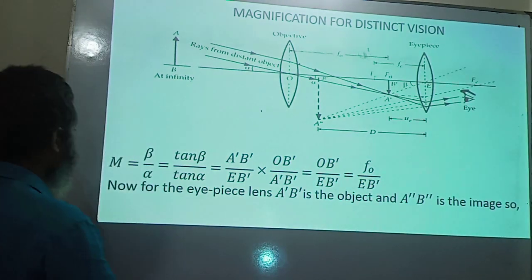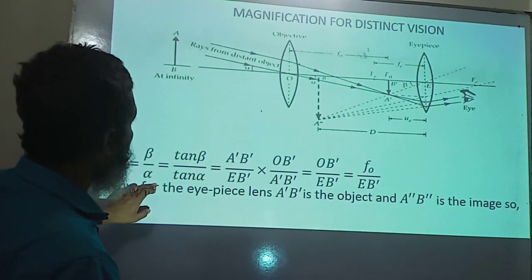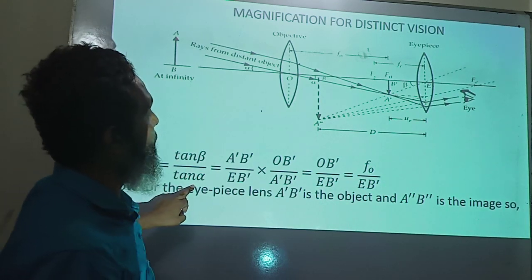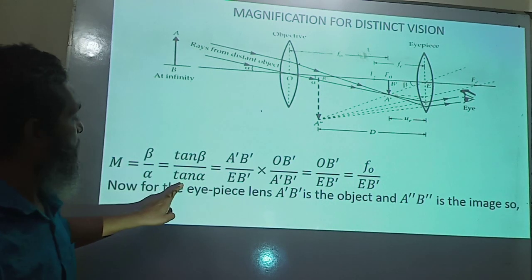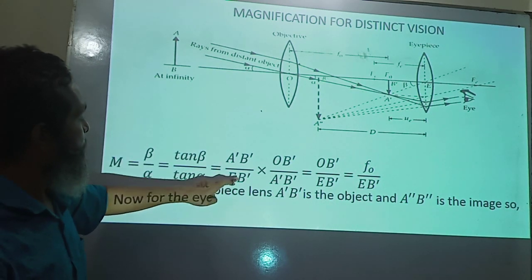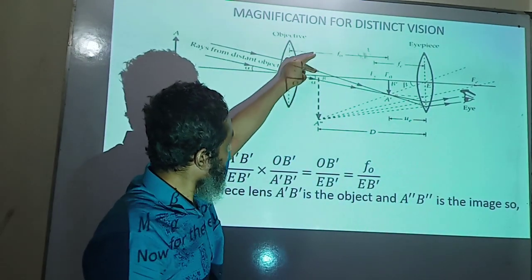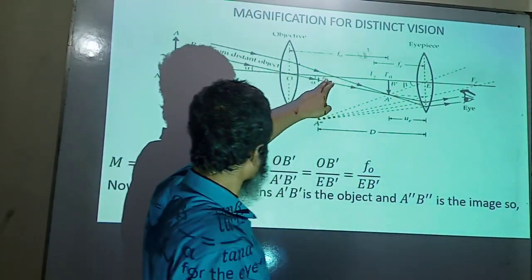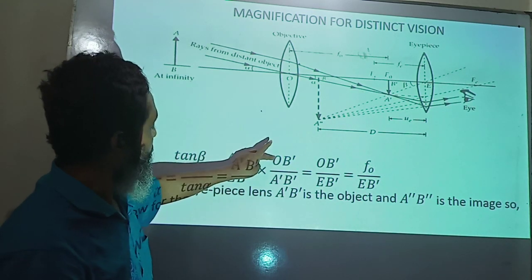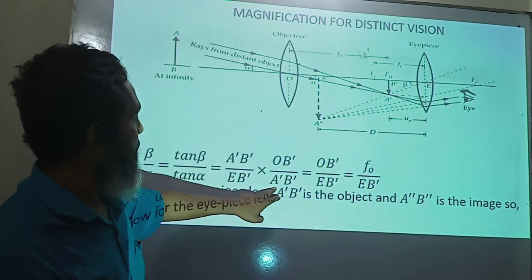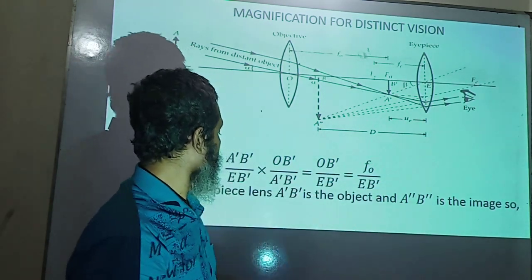Focusing for distinct vision. In this case, magnification m is equal to beta by alpha, is equal to tan beta by tan alpha. That is, this one is beta and this one is alpha. So tan beta by tan alpha, that is A prime B prime by E B prime into, if we look at the figure, these two triangles, A prime B prime by E B prime into O B prime by A B prime. That is, O B prime by E B prime is equal to f naught by E B prime.